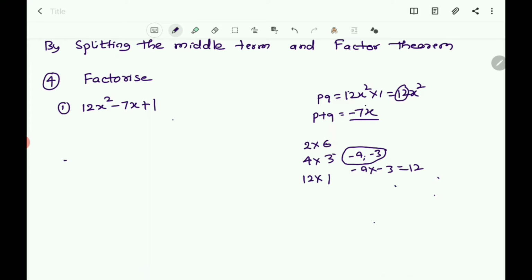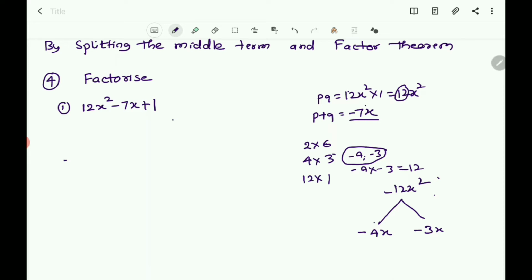So here you can have 12x square, the factors are minus 4x and minus 3x. Here the product 12 is having positive sign. If the product is having positive sign, both the factors must have the same sign, that is the sign of the middle term. Here 7x is having the negative sign, therefore both the factors 4x and 3x are having negative sign.